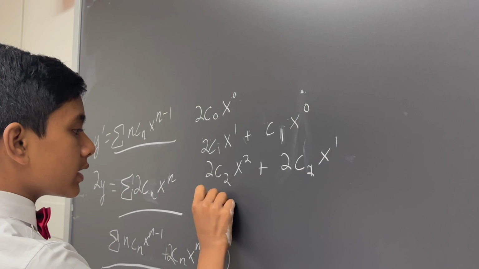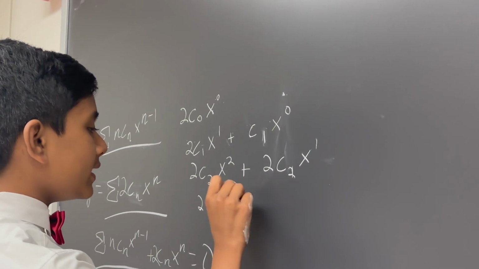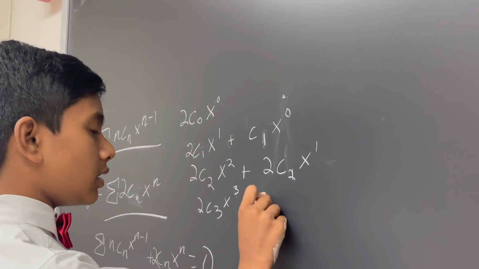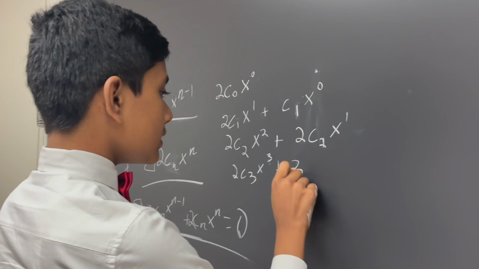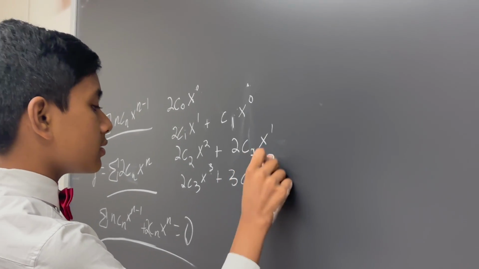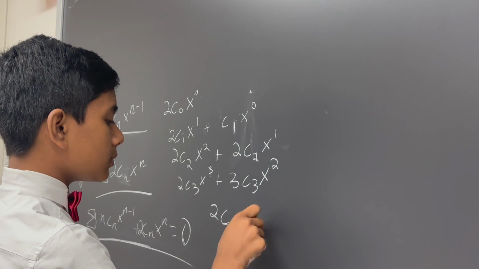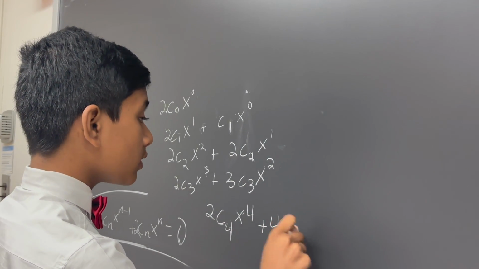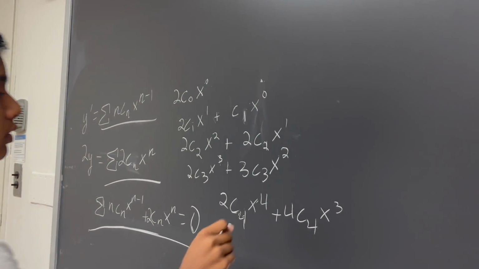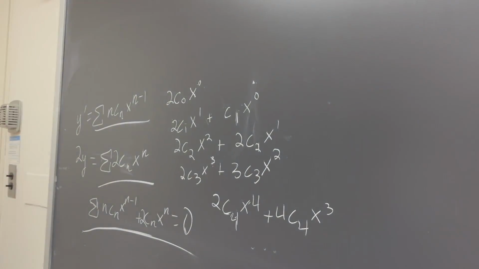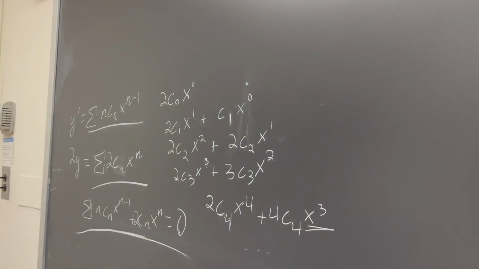And then the next term we get is 2 C3 x to the 3 plus, all right, now we can start getting the hang of it, 3 C3 x to the 2. Then we get 2 C4 x to the 4 plus 4 C4 x to the 3, and so on and so forth. Now it's more beneficial to look at the individual terms by their polynomials.